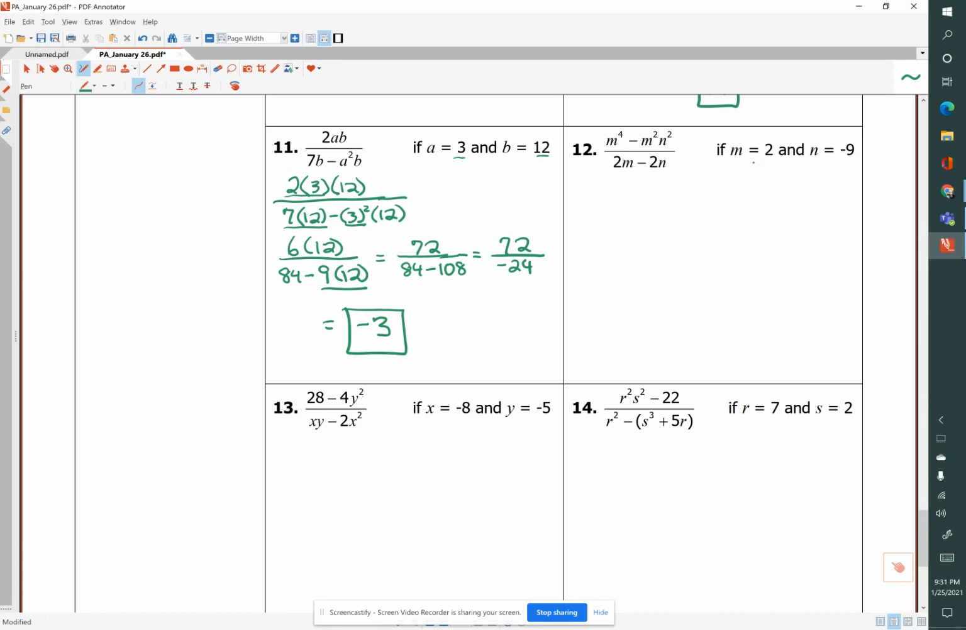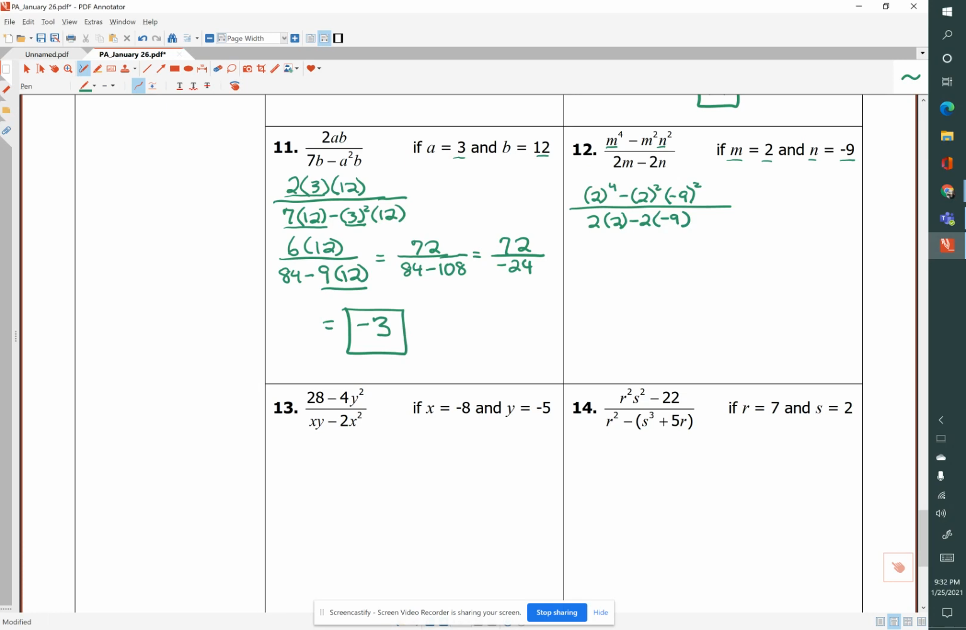Number 12, m equals 2 and n equals negative 9. So where we see m, we substitute 2. Where we see n, we substitute -9. So 2 to the 4th power minus 2 to the 2nd power times -9 to the 2nd power. All that is divided by 2 times 2 minus 2 times -9.